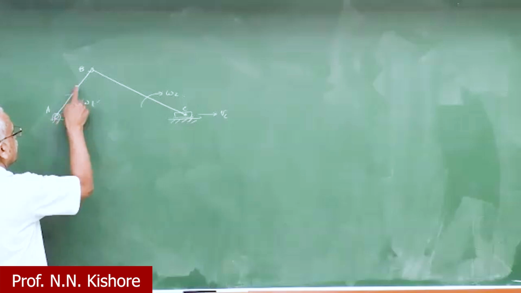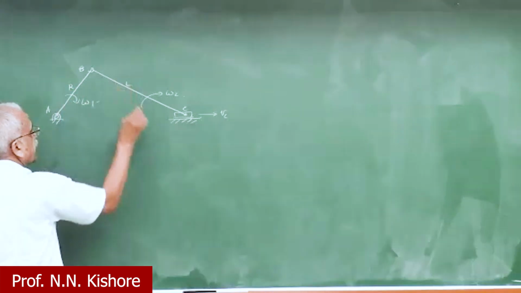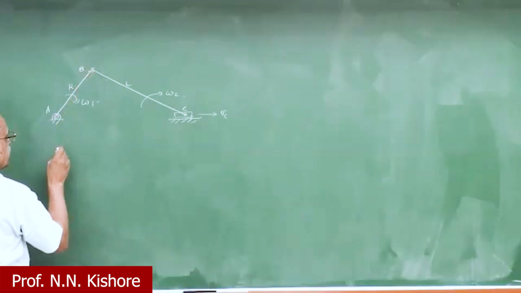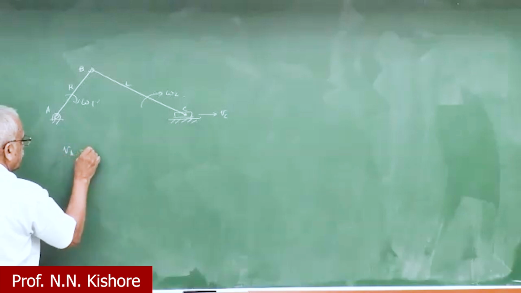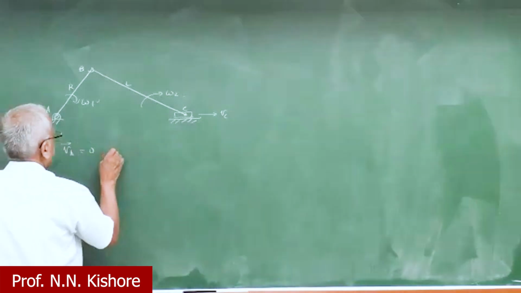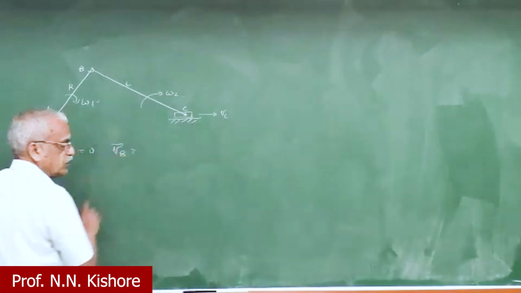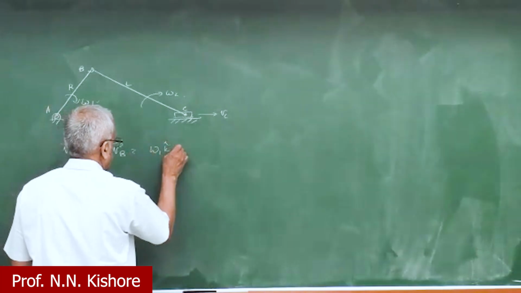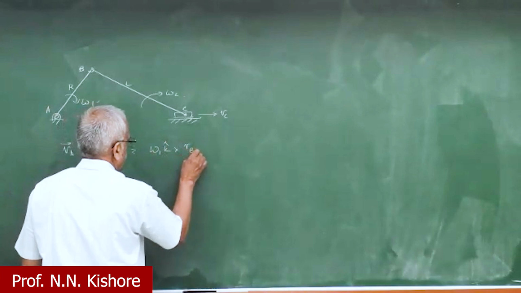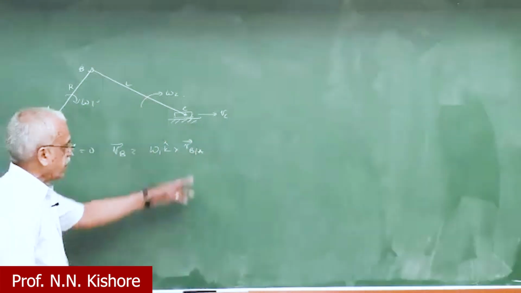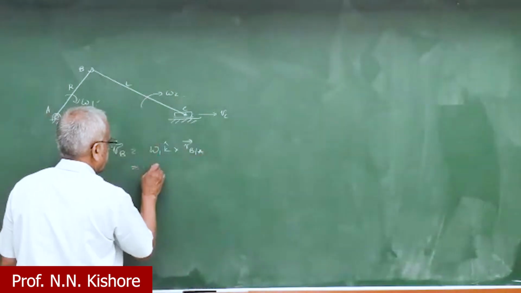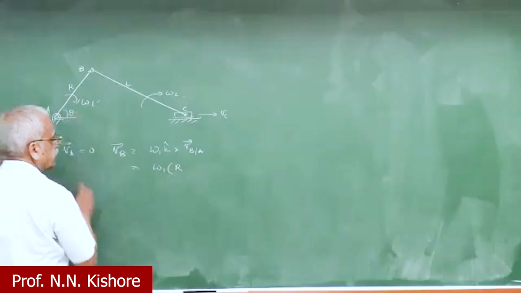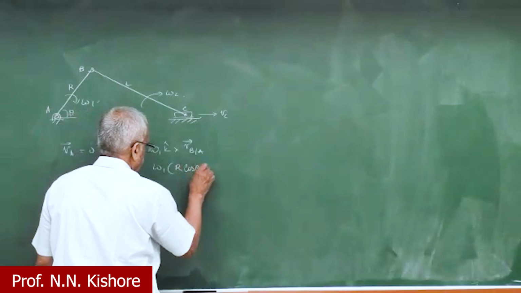There is a crank of length R and a connecting rod of length L. So here we can connect A and B. The velocity of A is 0. So this is the velocity analysis, and the velocity of B we can find out as omega 1 k cross R_A. This is how you can write it if you want. And this is at this particular instant if it has cos theta here. So you can do this.